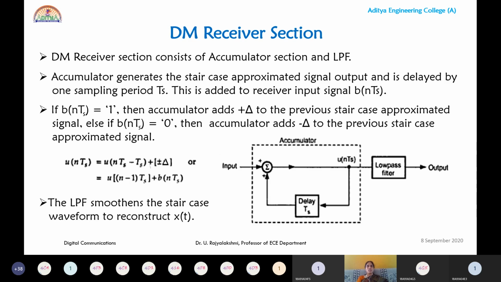Next, this part we discuss in the receiver. The same principle is applicable in the receiving section. What is that principle? The present staircase waveform equals the past staircase waveform plus b(nTs). What is b(nTs)? The data update, that is the encoded data, or the output of the quantizer. Now, what is the input to the receiving section?